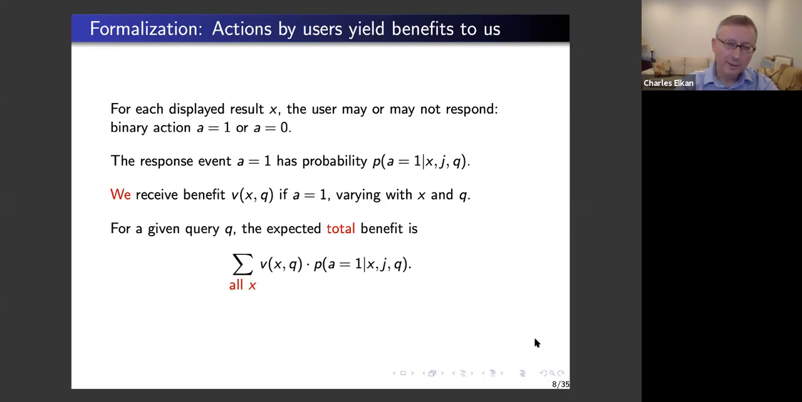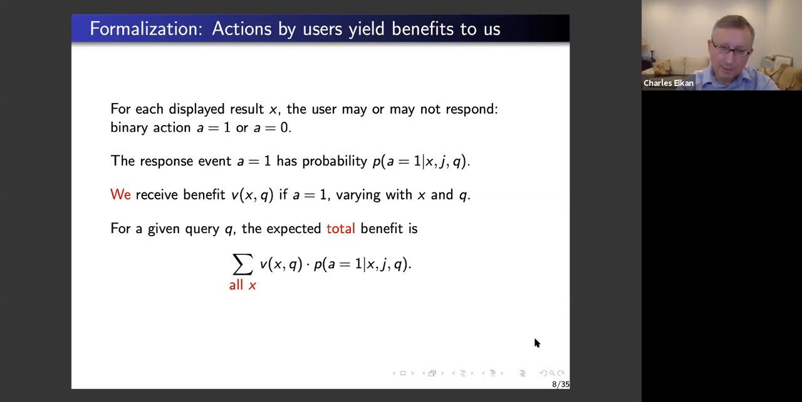Now, that is the website or the algorithm or the company, so we receive a benefit if the action is 1. Essentially, we want the users to take actions. We want the users to click, or we want them to purchase. Or if we're a news site, we want the users to read the article. And the benefit for different results and different queries may vary. So I'm calling the benefit V. V stands for value. And V is 0 if the action is 0. So there's no benefit if there's no action. If there is an action, so A equals 1, then the benefit is some function of X and Q.